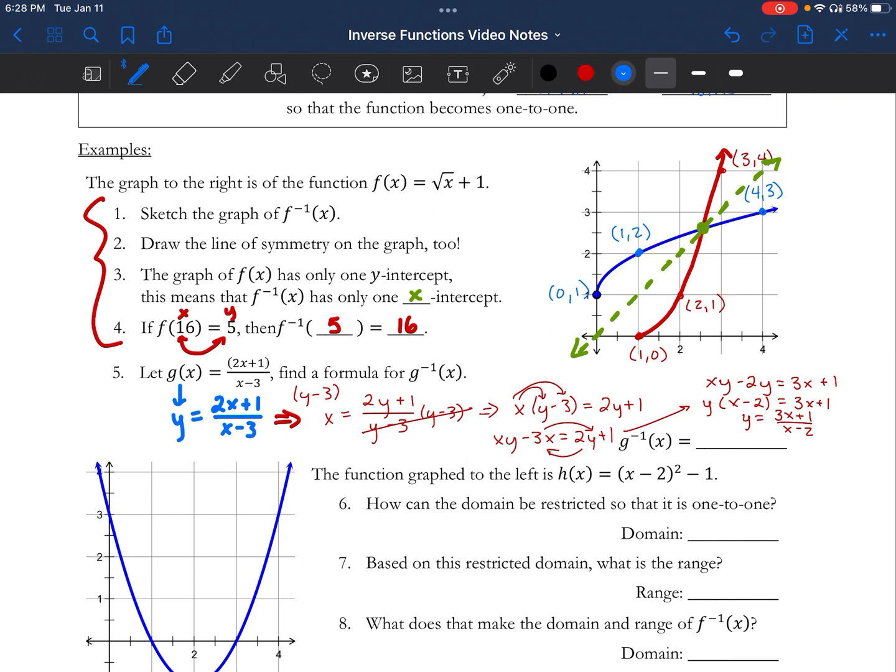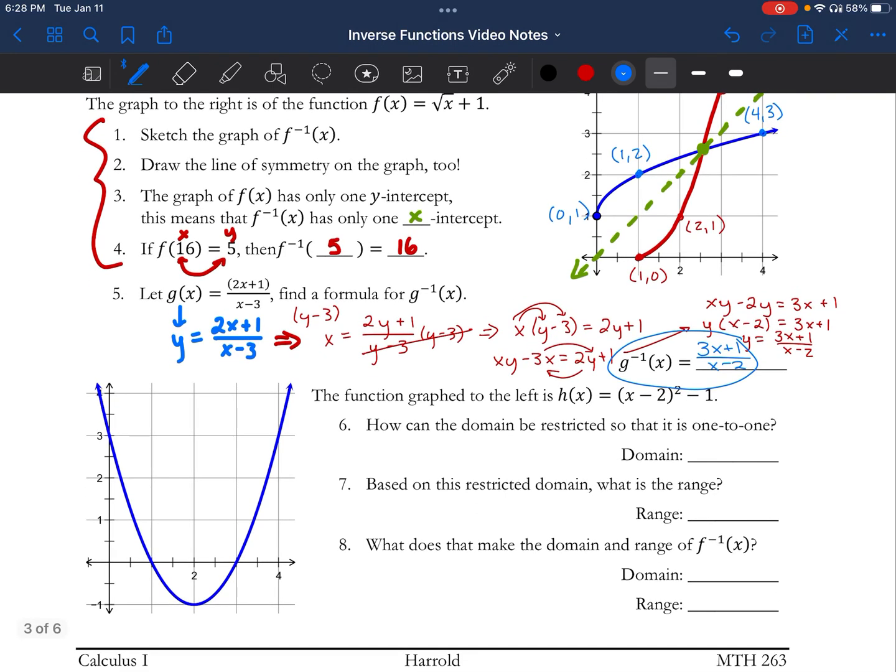So I'm going to go ahead and write down that final answer here on this blank. (3x + 1) over (x - 2). That's my inverse. Let's follow up with one last set of questions, 6, 7, 8.